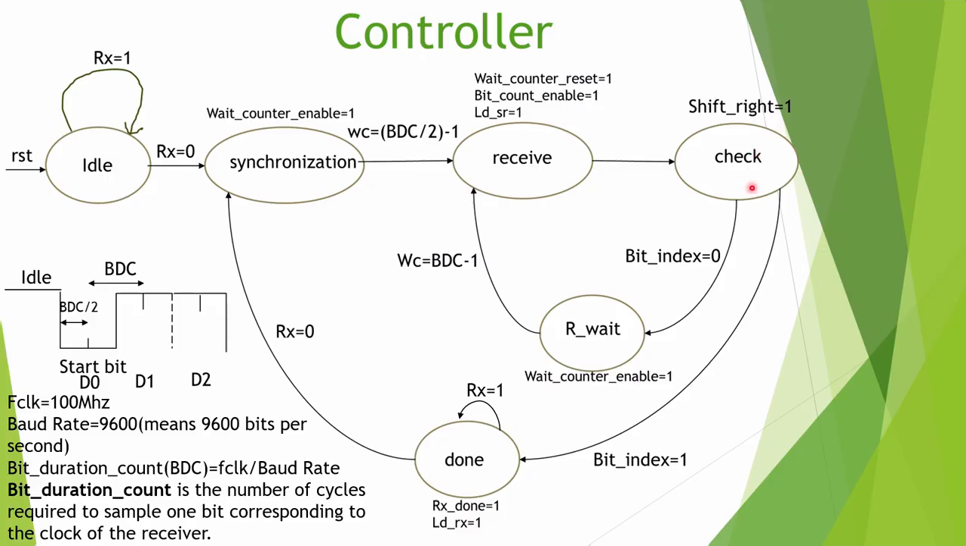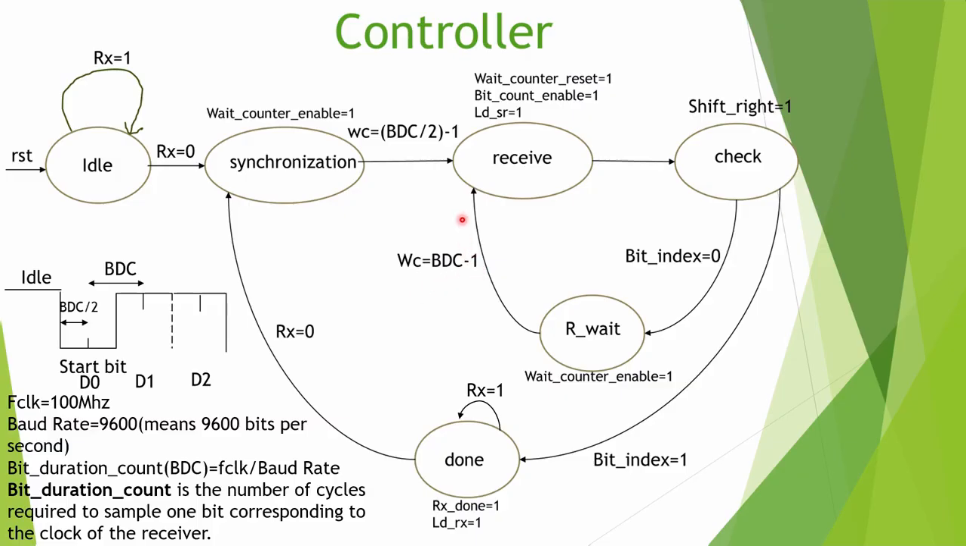Then it will check if the bit index is 0 or 1. Bit index 1 means that the number of bits is 10. Bit index 0 means that the number of bits received in the shift register is not equal to 10. If the number of bits is not equal to 10, bit index is 0, then it will go to the R wait state. In the R wait state, wait counter enable will be 1 and it will wait for the next bit to come. This WC will be equal to BTC minus 2.